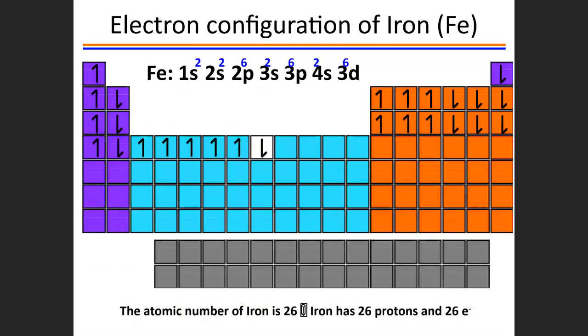Here in a similar way we have to go. So 1s2, 2s2 and 2p6. And also we have 3p, 4s, 3d. That's why it comes here. And here we go.